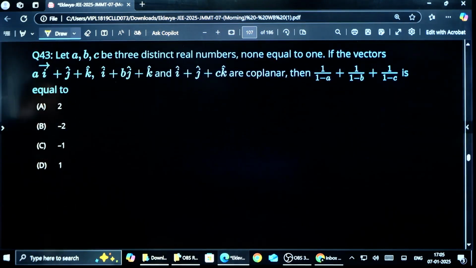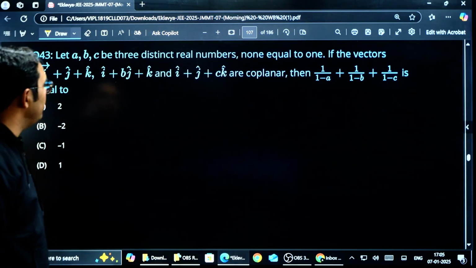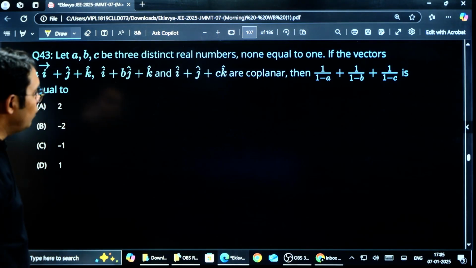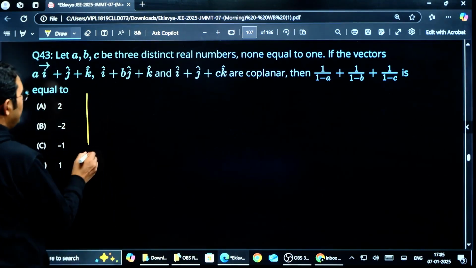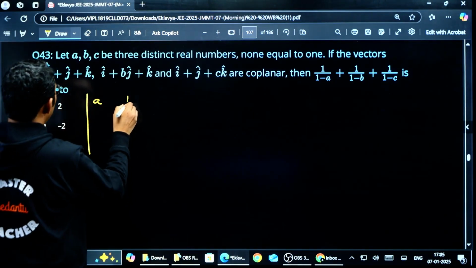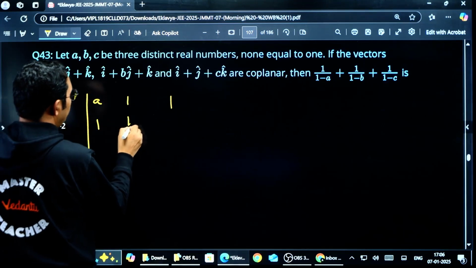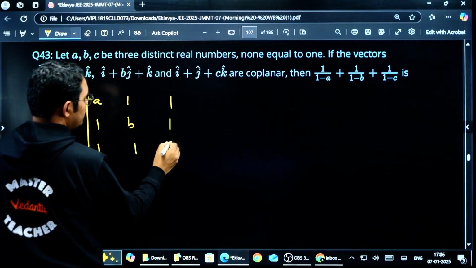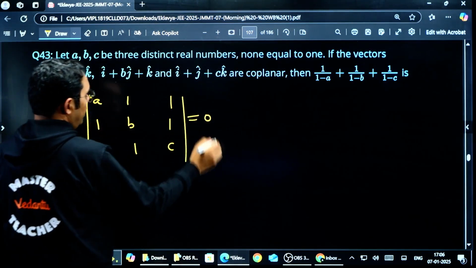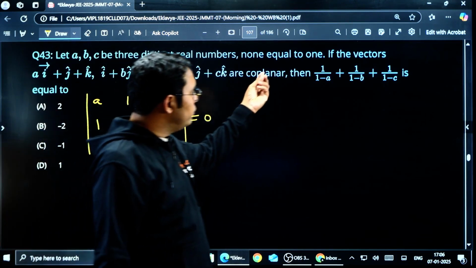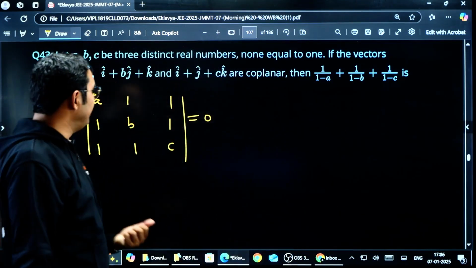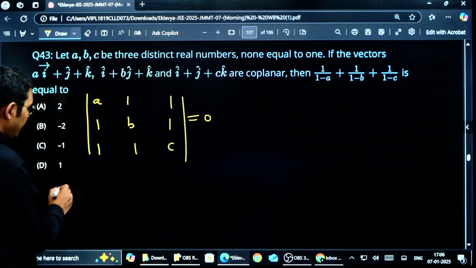A, B, C are 3 distinct real numbers, none equal to 1. If the vectors are coplanar, one more question on coplanarity. I think here we can write this as the determinant with rows A, 1, 1; 1, B, 1; and 1, 1, C equal to 0. Now, if we want a relation in terms of 1 minus A, 1 minus B, 1 minus C, I will use a property and then I will open it.